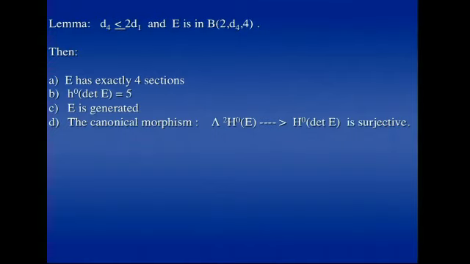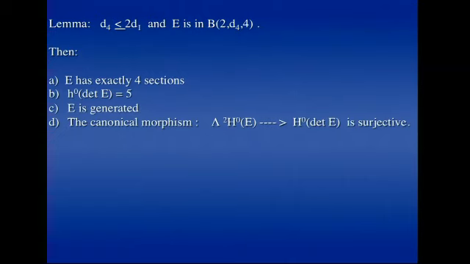And now, the other easy calculation gives us the following properties of the bundle in this particular situation. So if our bundle is of degree D4, so again we are in rank 2 and we would like to have 4 sections, that E actually has exactly 4 sections. We can calculate the number of sections for the determinant bundle, and it's 5. And E is generated. So the bundle is generated by its global sections.